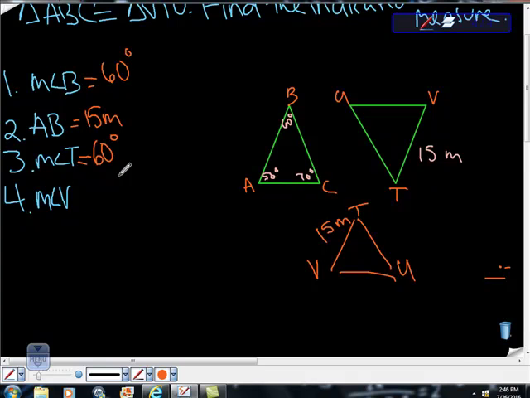Now the measure of angle V. The measure of angle V is going to be congruent to the measure of angle A because, as it said before, it's given that these triangles are congruent, so their corresponding angles are congruent. So the measure of angle V is 50 degrees, like the measure of angle A.